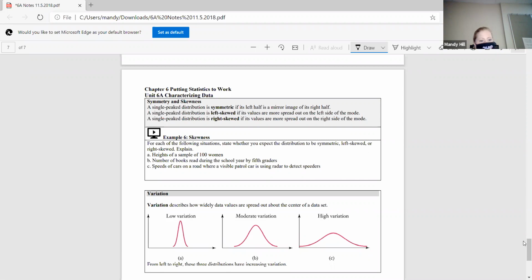So A says heights of a sample of 100 women. Expect that to be symmetric, left skewed or right skewed? Yeah, I mean, it's probably going to even out. There's not going to be anything that's going to make it otherwise. If we've got 100 women, that's a good number. So even if we have somebody really tall or really short, chances are it's still going to be kind of spread even.